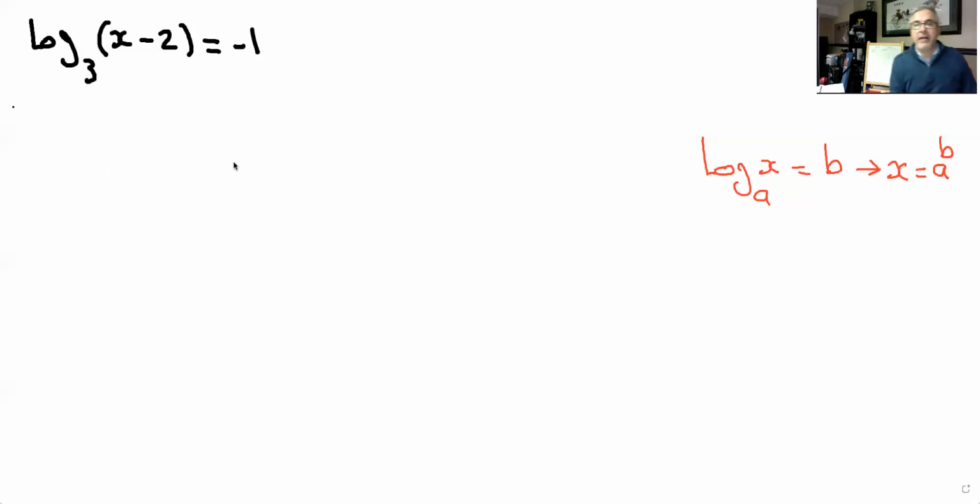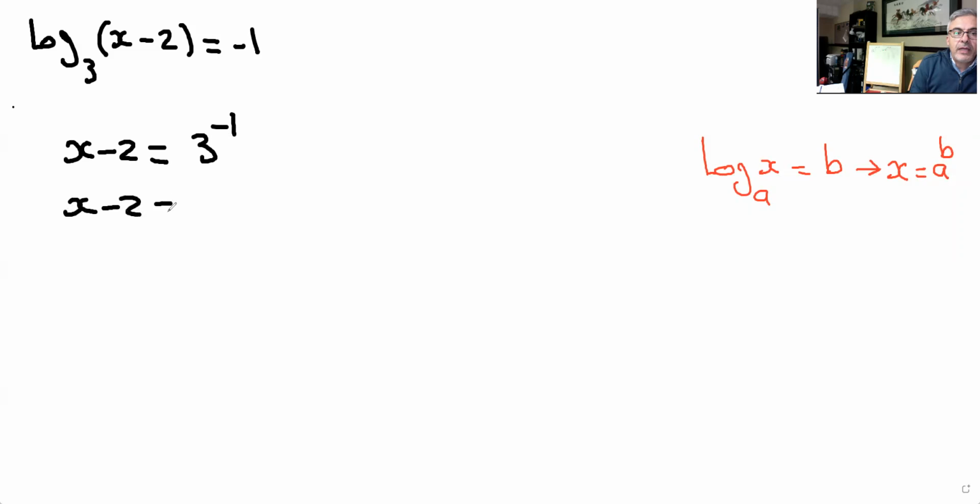Here's another question that involves this rule right here. So therefore here, the place of x is where the x minus 2 is, the place of the a is where the 3 is, and the place of the b is where the negative 1 is. So therefore, this will give you x minus 2 equals 3 to the power of negative 1. And x minus 2 will equal 1 over 3.